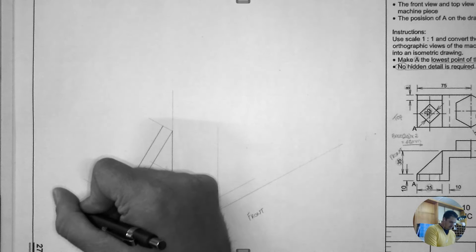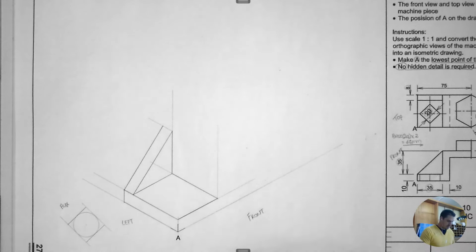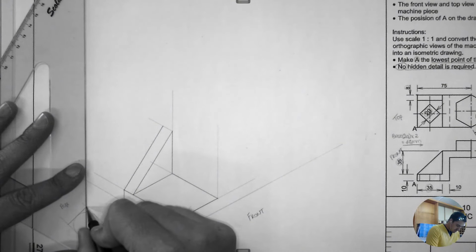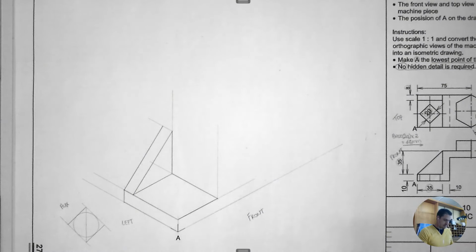All right, so there we have the auxiliary view. Now we can determine the center points on the drawing, and then we should be able to plot this easy and get the measurements.